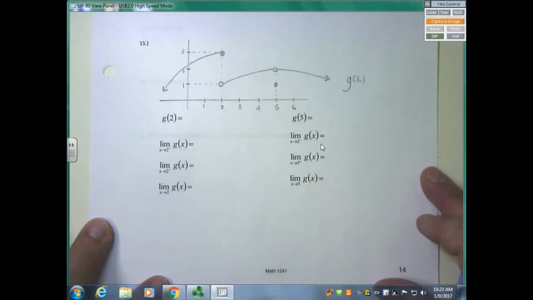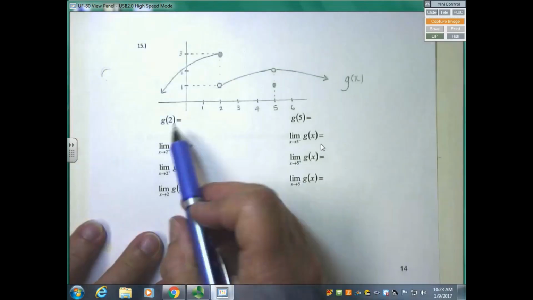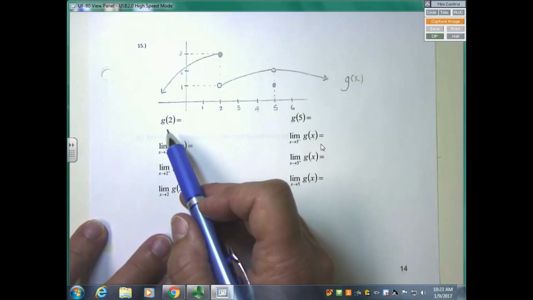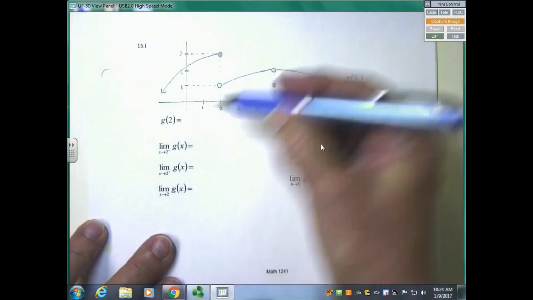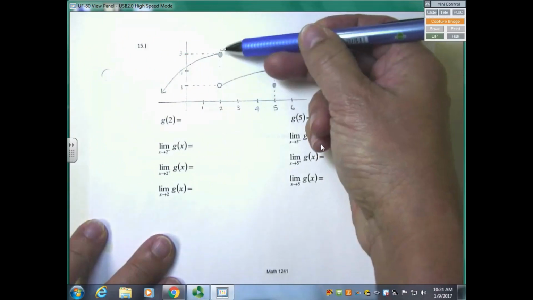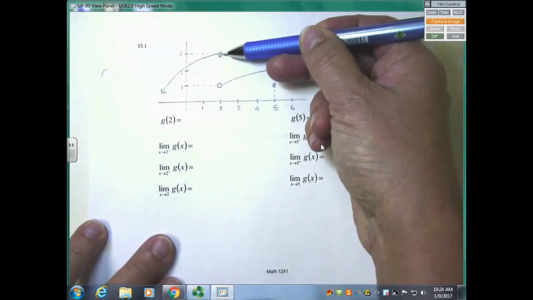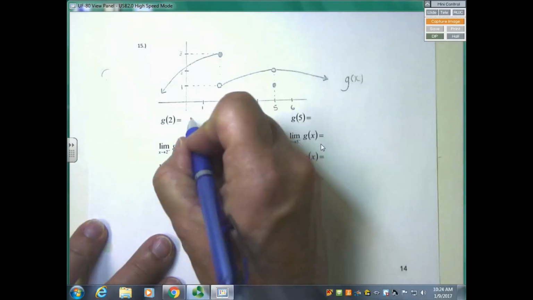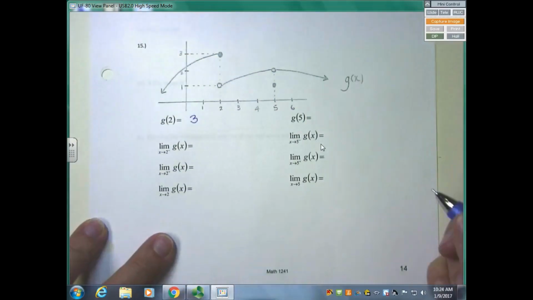Here's a new graph. All right, first off, function value. That's the y value at 2. Okay, so here's 2. That's not a function value, that's a hole. So here's the function value. Okay, so when x is 2, y would be 3. That's a function value. It's nothing to do with limits.